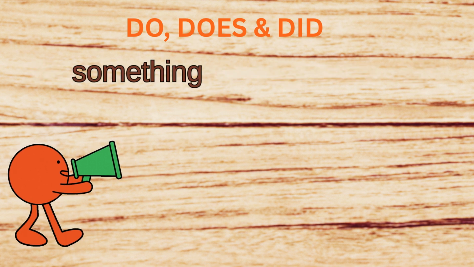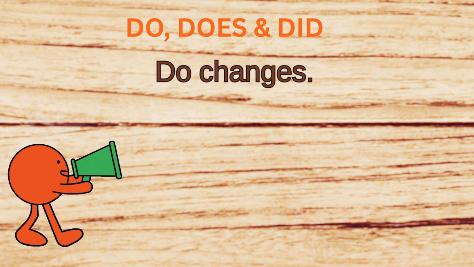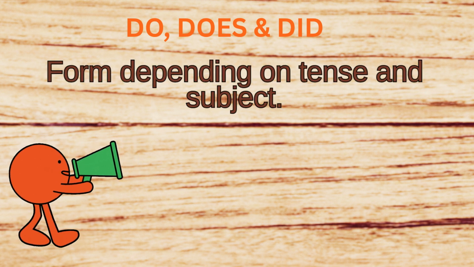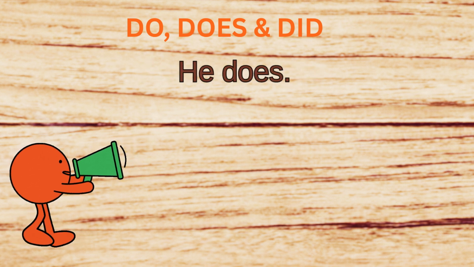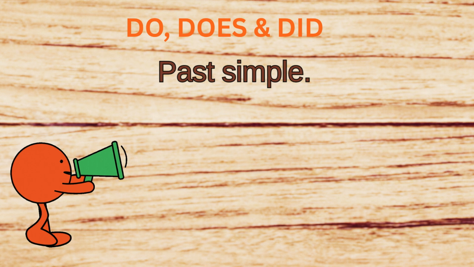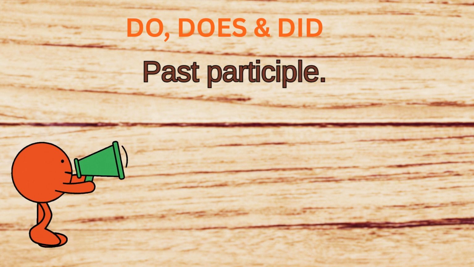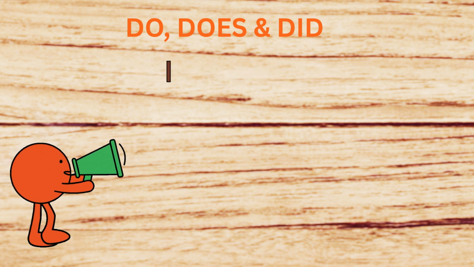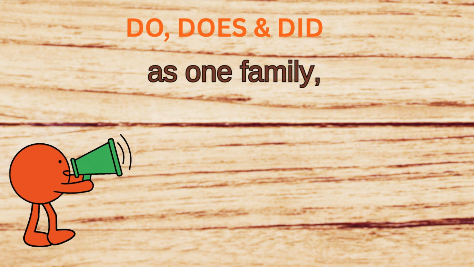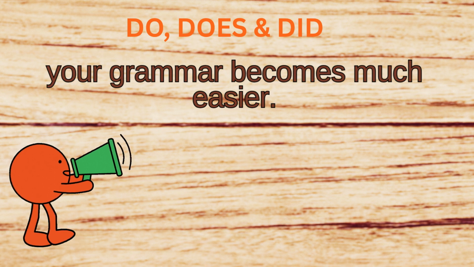These sentences show something very important. Do changes form depending on tense and subject. Present simple: I do, he does. Past simple: I did. Past participle: I have done. Present participle: I am doing. If you learn these 4 forms as one family, your grammar becomes much easier.